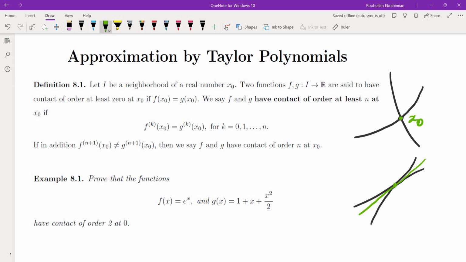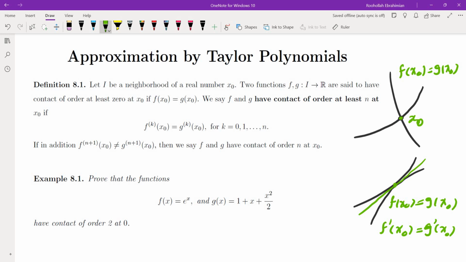So in this example, f of x naught and g of x naught are the same. These are two functions, f and g. In this example, not only are the values the same, but their derivatives are also the same. This brings me to definition 8.1. Let I be a neighborhood of a real number x naught.